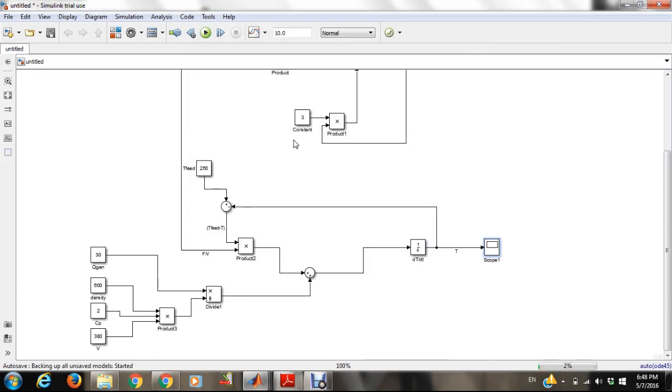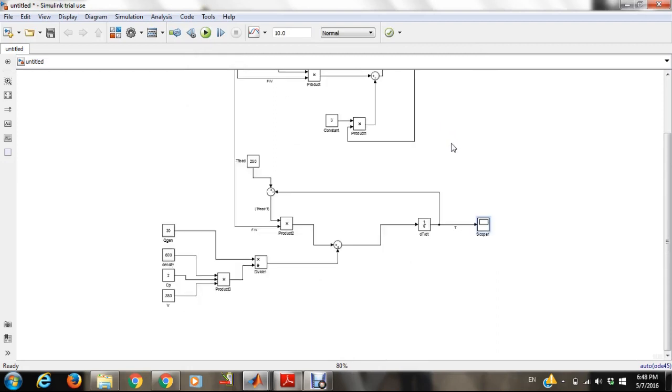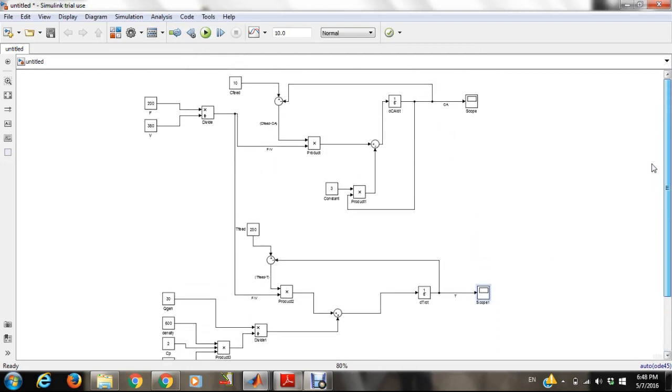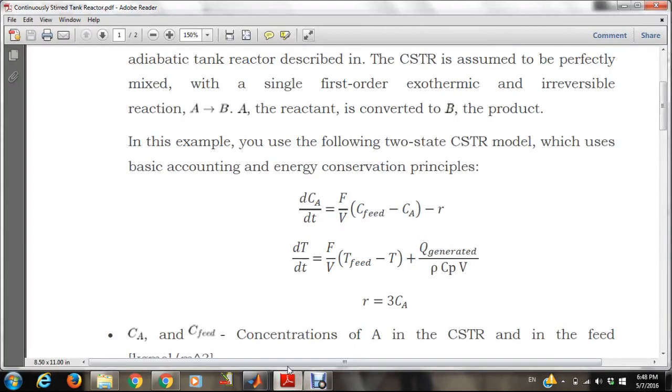I'm just going to play it first. And this is the increase in temperature going on inside the equation. As you can see here, these are the two equations we just modeled, dCA over dt and dT over dt.